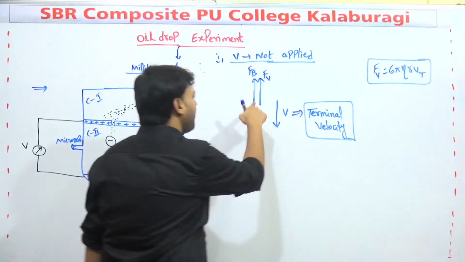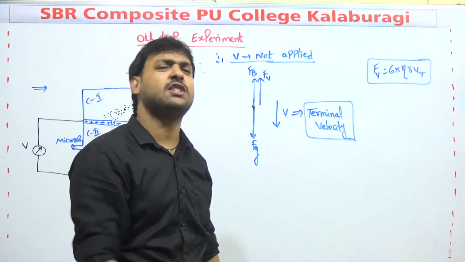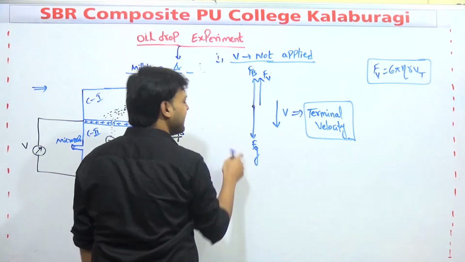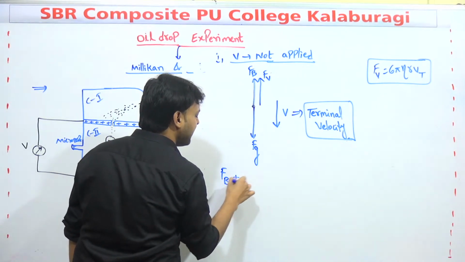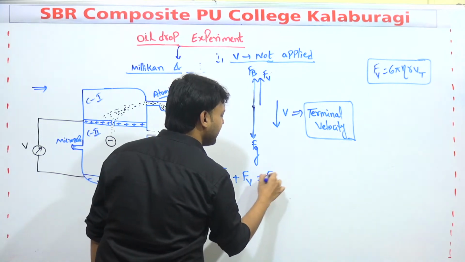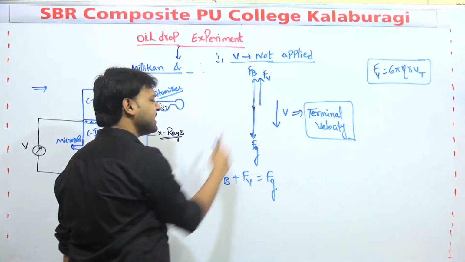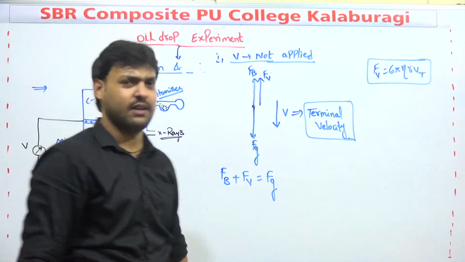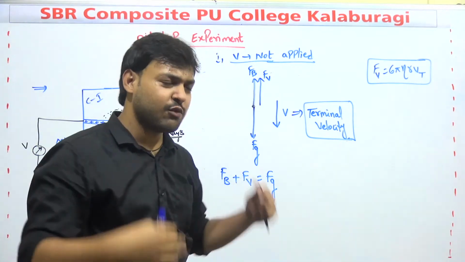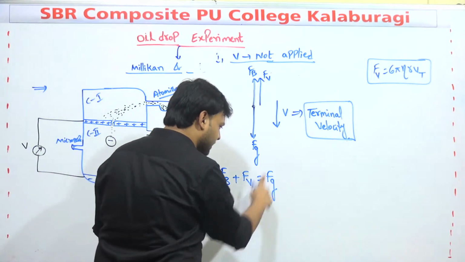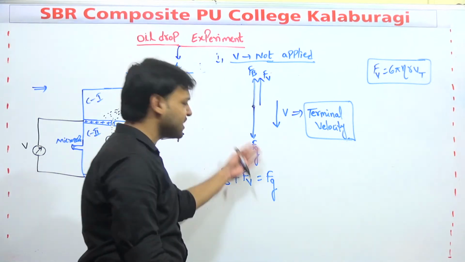So if a drop is moving with constant velocity, in the sense what? Net force is 0. Net force 0 in the sense Fv plus Fb equals Fg. So who is balancing gravity now? Buoyancy force as well as viscous force. This is the actual story, and that's what you have to understand. Clear about the point? So buoyancy force plus viscous force equals gravitational force.